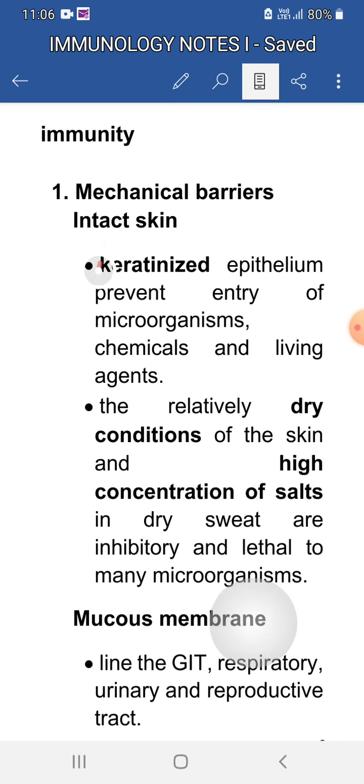So an intact skin has keratin on the surface. Keratin is a type of protein that is found even in hair. So this keratin makes it hard for substances or microorganisms to enter into the body. The skin is also dry and has salt concentration. When we sweat, we produce a solution which contains salt. This sweat leaves salt on the body. So salt and dryness inhibit growth or kill microorganisms on the surface.